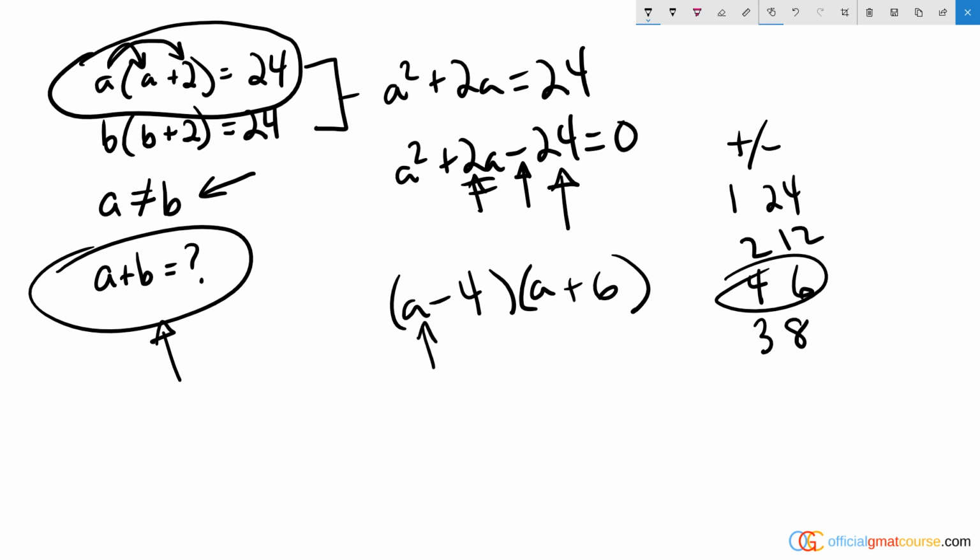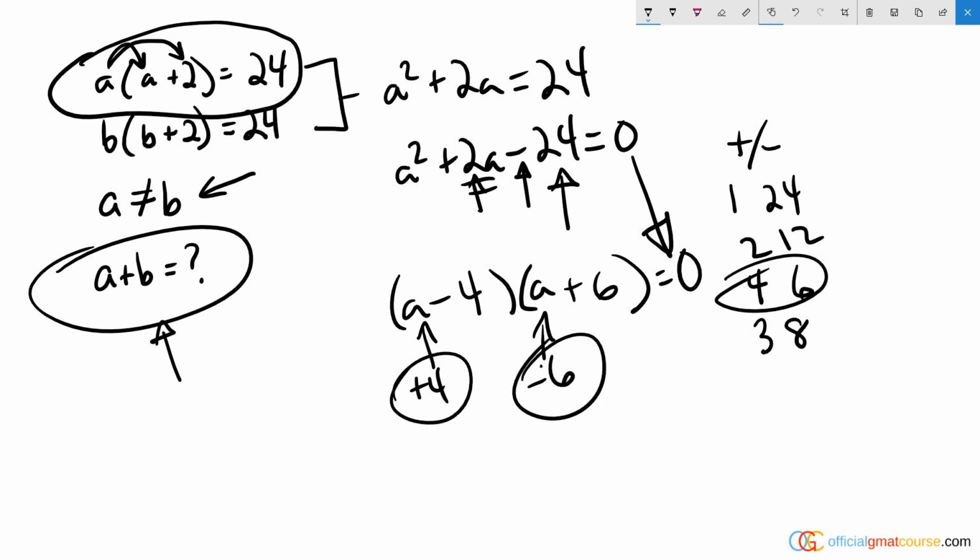And this means that A itself would be equal to either positive 4 or negative 6. These are the roots that would set the equation equal to 0. And this is why we set the equation equal to 0 in the first place, so that we can solve these roots. So the potential values for A are 4 and negative 6. These are also the potential values for B, since B has the same equation. And if we add these values together for the potential value of A and the potential value of B, or vice versa, we will get negative 2 as our answer. And looking at our answer choices, that gives us an answer choice of B.